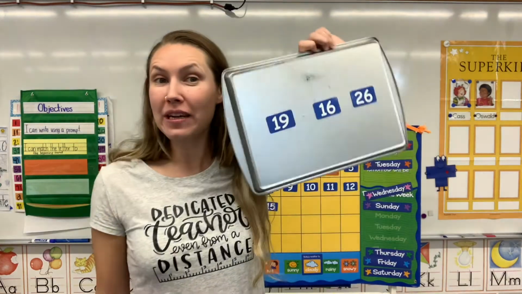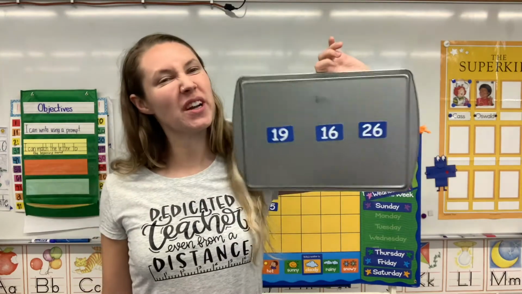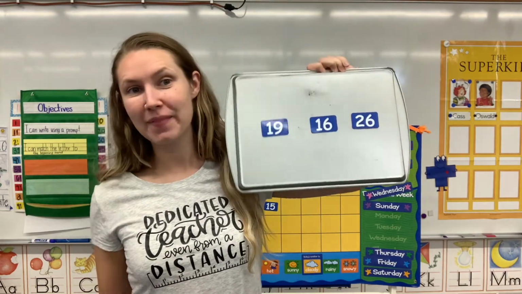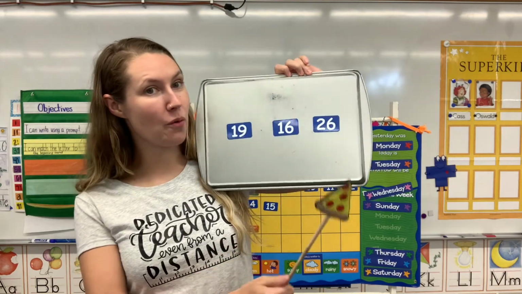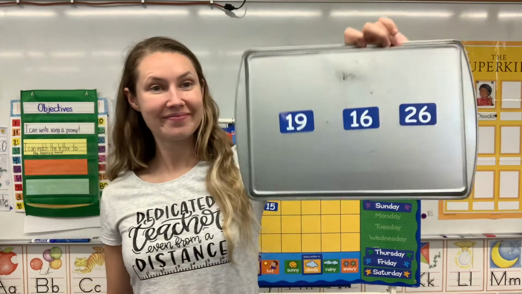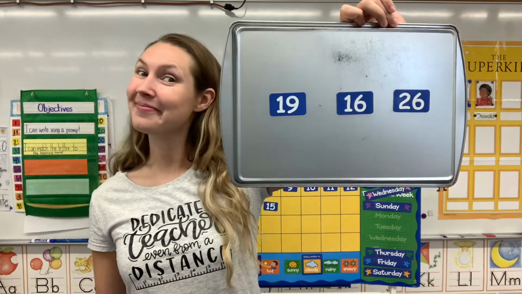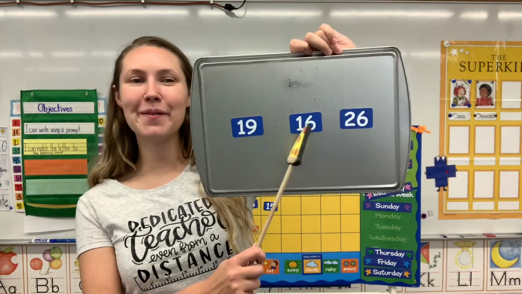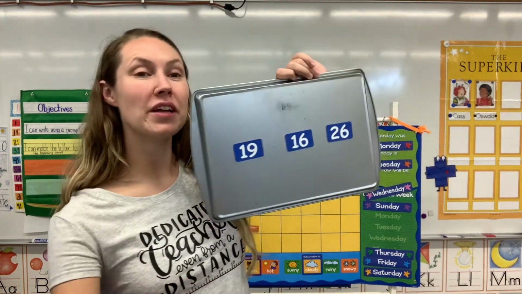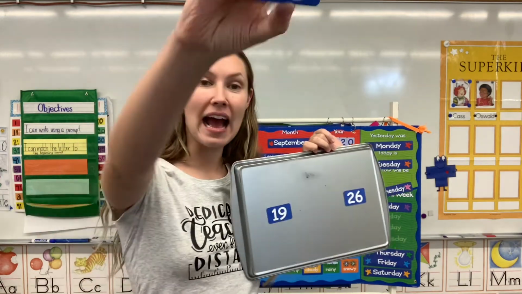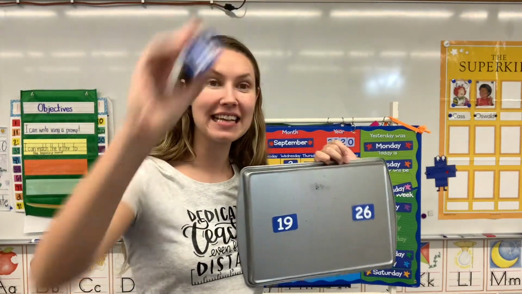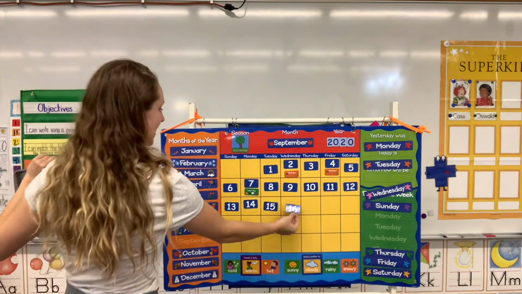Now I have 3 numbers on my board. Which one shows me 16? Is it my first one, my middle one, or my last one? It's the middle one. The middle one shows us 16. So this is the number you can add to your calendar mat for today's date, 16.